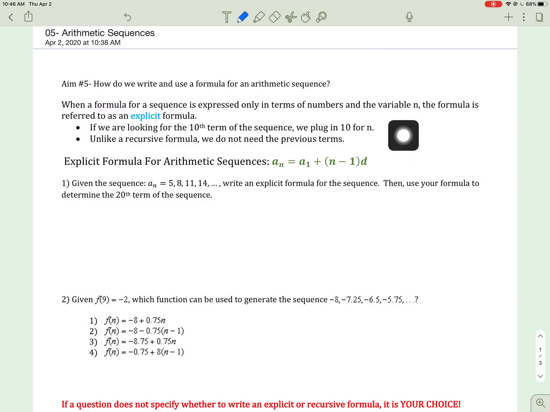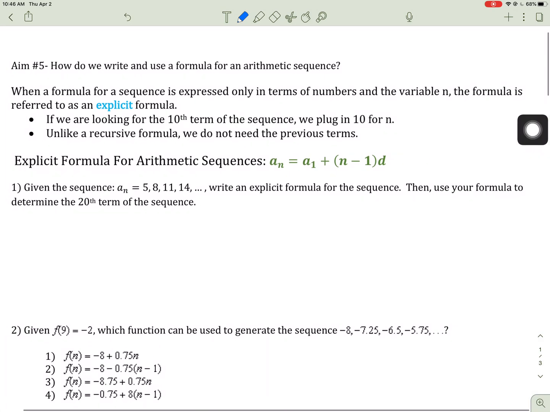Unlike the recursive, where you had to go one by one by one, this is a little more powerful. Now, what is the formula for an arithmetic sequence? A sub n, to find any term n in a sequence, you take the first term and you add n minus 1 times d, where d is the common difference, right? What you're adding or subtracting each time.